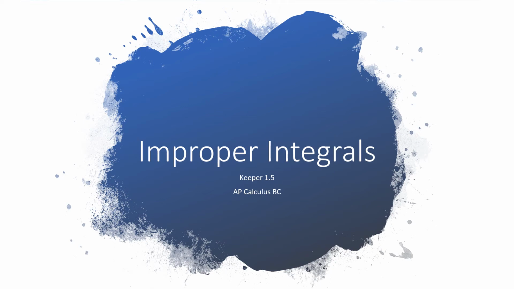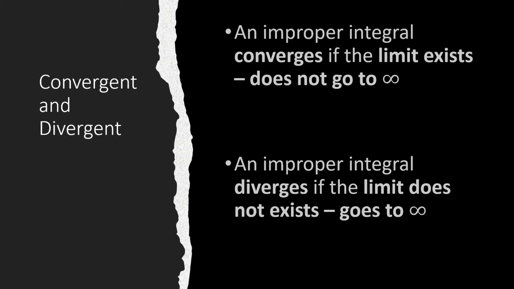Keeper 1.5, improper integrals. All right, so first let's talk about a little vocabulary. So we have convergent and divergent. To converge means that the limit of something goes to a number. It does not go to infinity. It goes to like 5 or to 2 or to whatever. It converges to some actual number, whereas an integral is divergent, or it diverges, if it goes to infinity. So like if the limit doesn't exist.